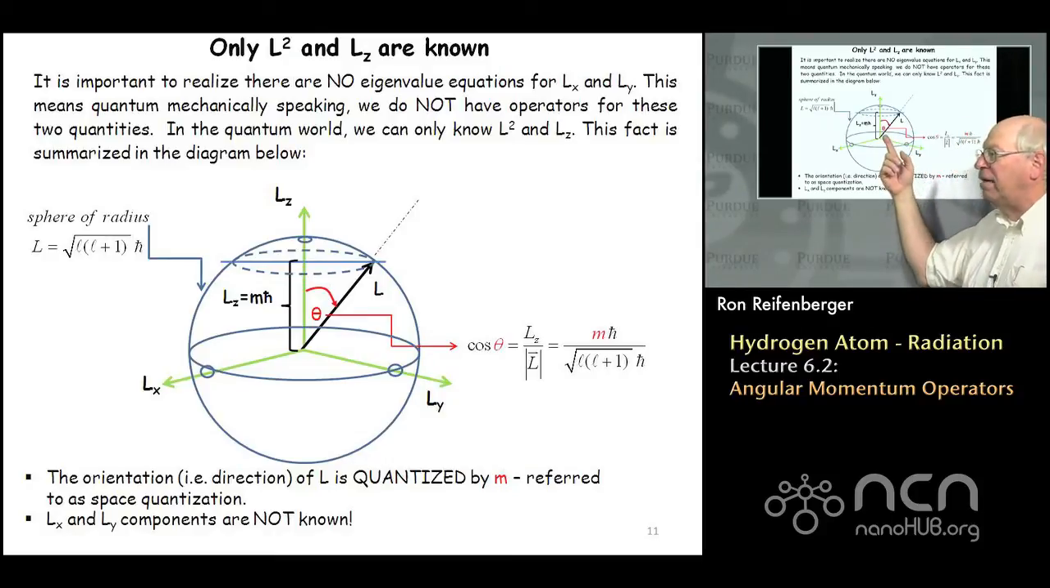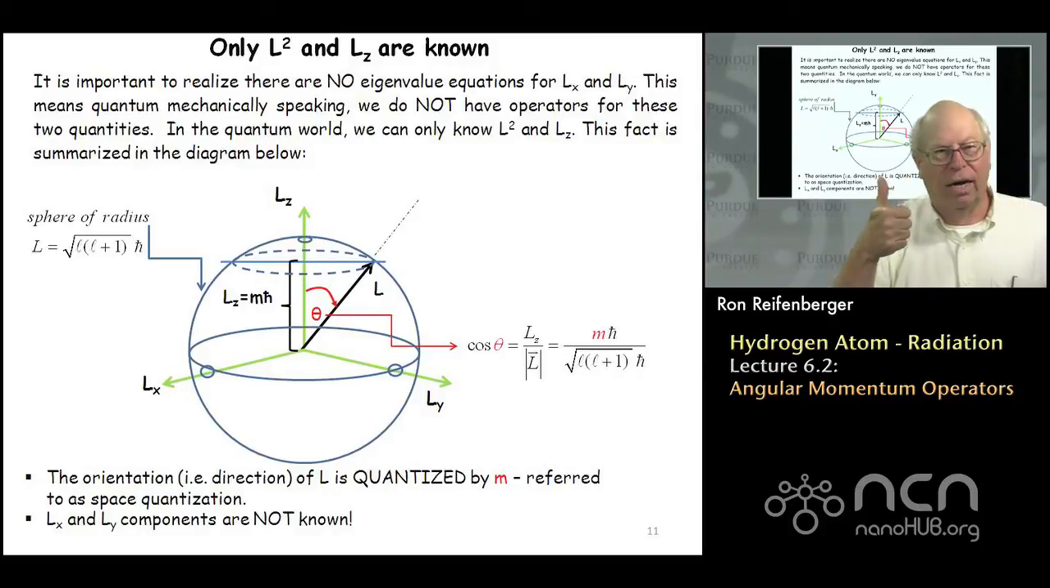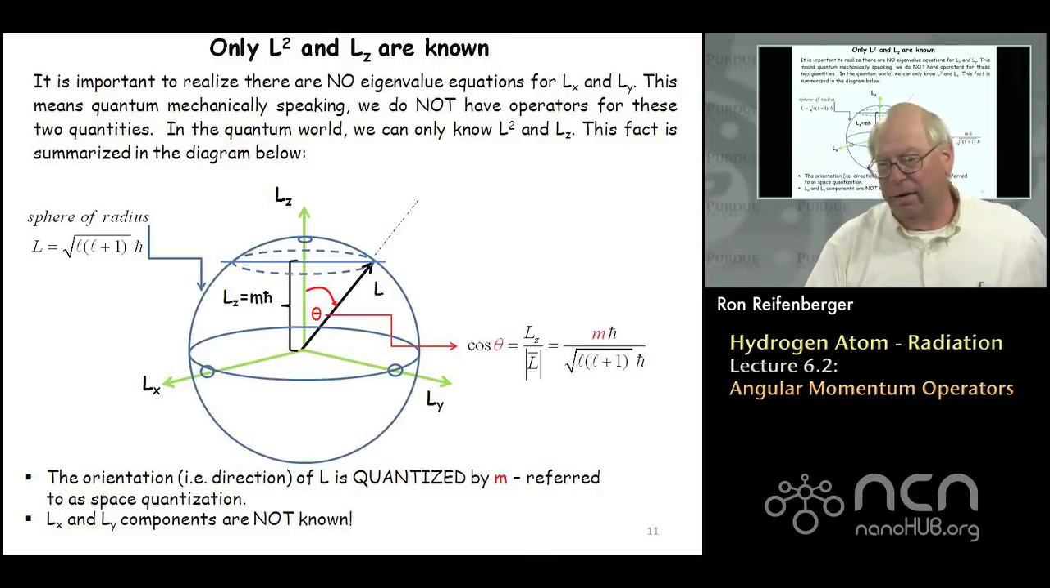Now that angular momentum vector is oriented in an angular momentum space that's comprised of components of the angular momentum in the x, the y, and the z direction. Schrödinger's equation gives us no information about x and y, right? We only get information about the z component of the angular momentum, and the z component of the angular momentum is this quantum number m times h bar.